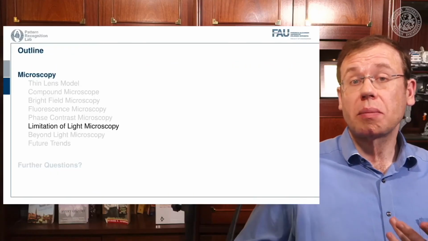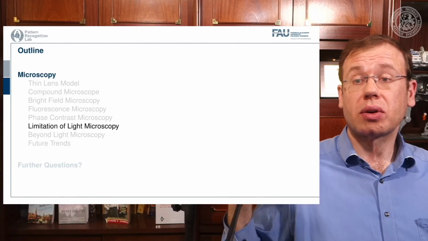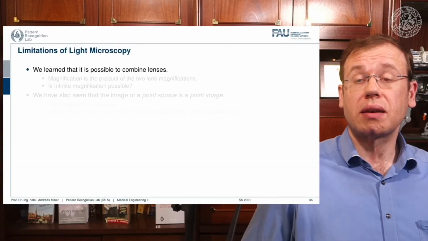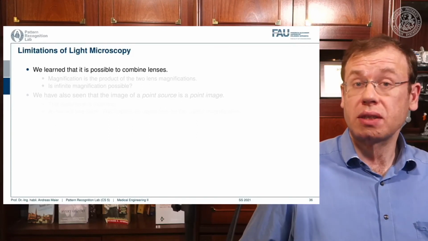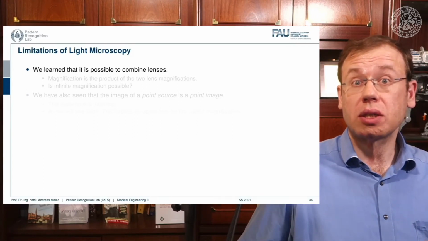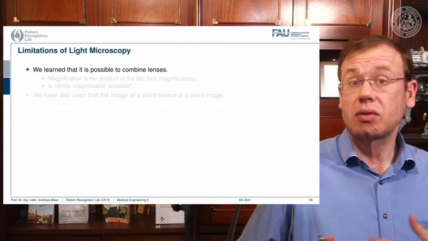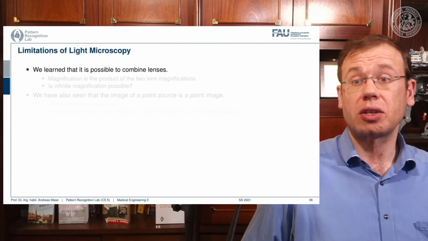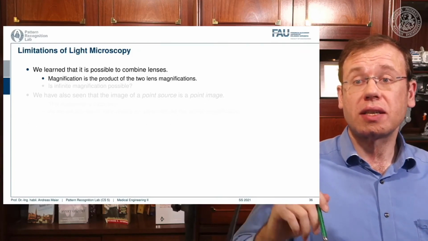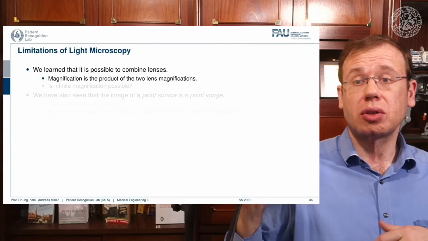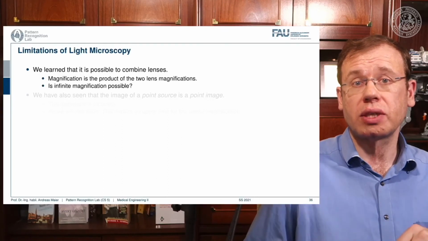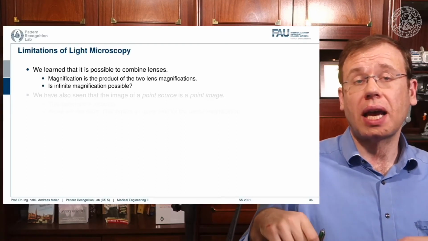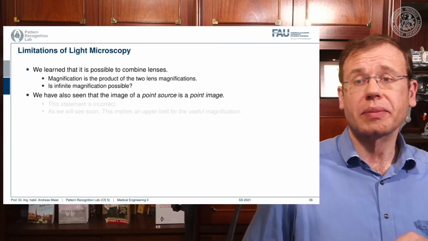Well, let's talk a bit about the limitations of light microscopy. And one particular effect is that we can combine lenses, but what we've seen so far, we could think, we can just do this until infinity, right? So we can have infinite magnification. And this is just the product of lens magnifications, and then we can do magnification after magnification, and we will never have any trouble with that. And unfortunately, that's not the case.